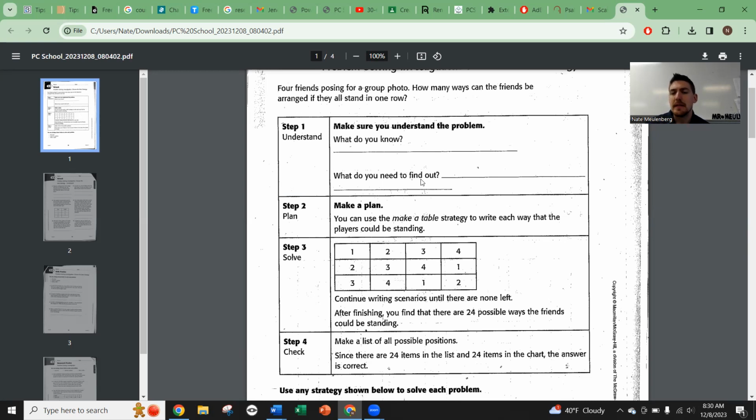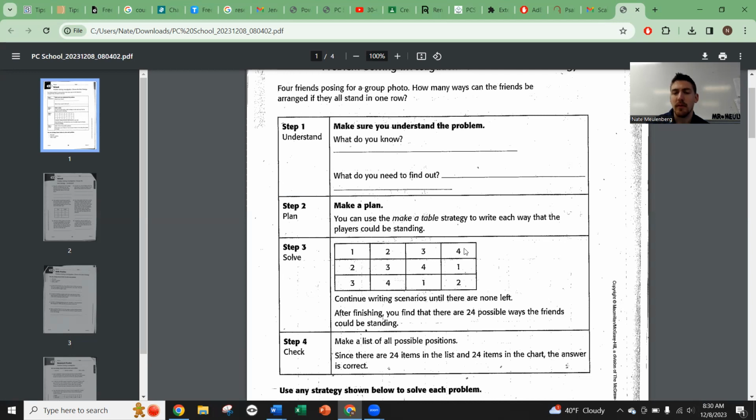Step two, make a plan. There's gonna be lots of different ways you guys can do these problems. For this, you can make a table, and that's probably your best bet for a lot of these. Making a table is a good idea. And here's the actual solving of it. So what the book did is instead of giving everyone names like Sarah, Joe, John, and Bob, they just said, we're going to call these kids 1, 2, 3, 4 because it's the easiest.